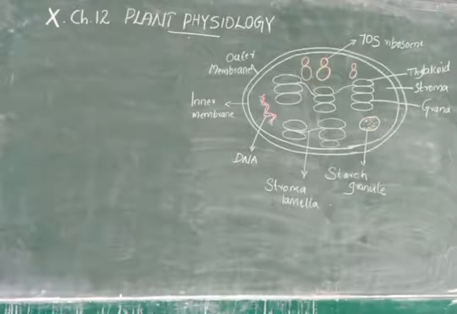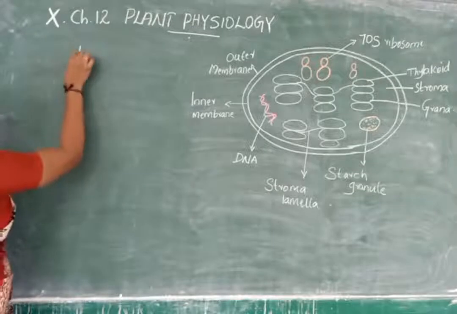Welcome students. So today we are moving to the second part of our chapter 12, that is plant physiology. In plant physiology we are going to deal with photosynthesis and respiration. Today we are moving to photosynthesis. Before that, do you know what plastids are?